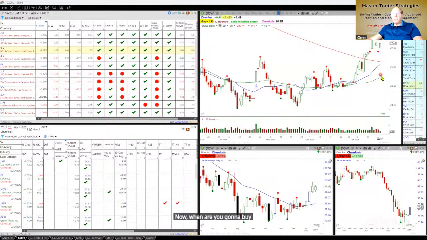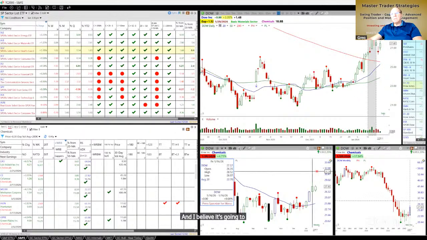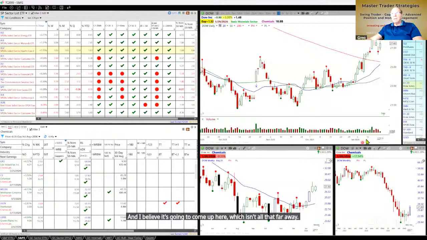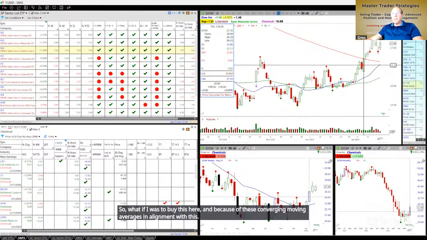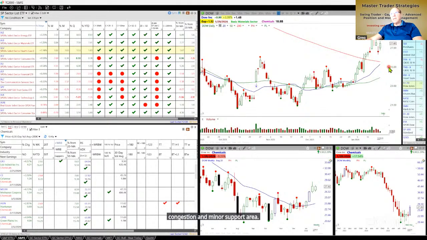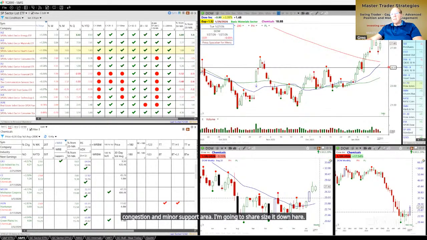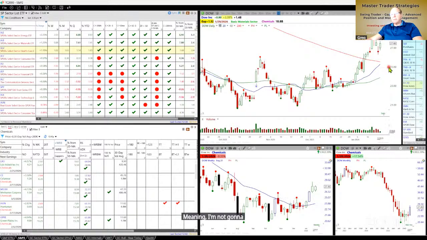Now, when are you going to buy it? When there's a pattern that tells me to buy it. Now, could I buy it now? I could. And I could say, you know what? Whatever is going to happen here, I think it's a higher probability that it's going to be noise. And I believe it's going to come up here, which isn't all that far away. So what if I was to buy this here, and because of these converging moving averages in alignment with this congestion and minor support area, I'm going to share size it down here, meaning I'm not going to go all in, or if I did go all in, and all of these are choices, right? How you want to do your position and money management.